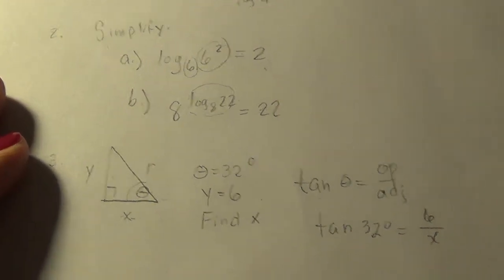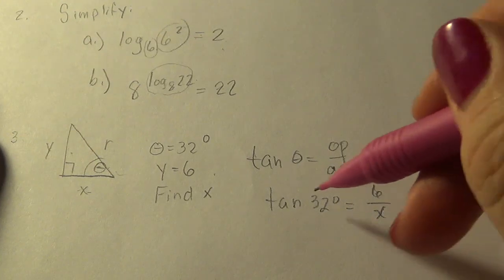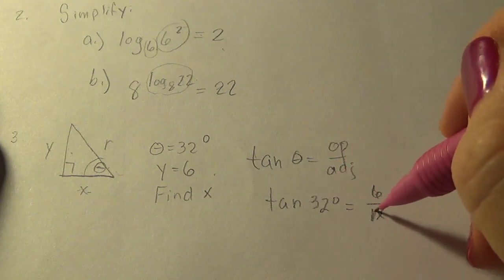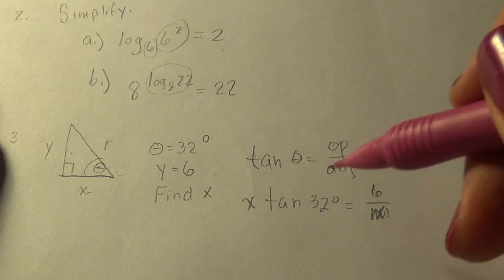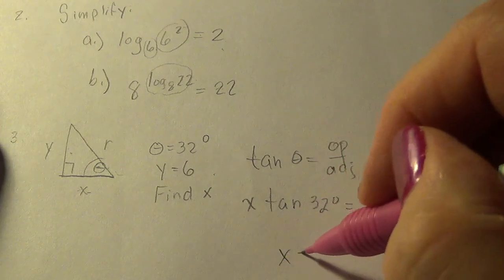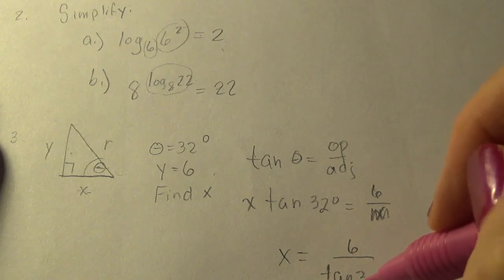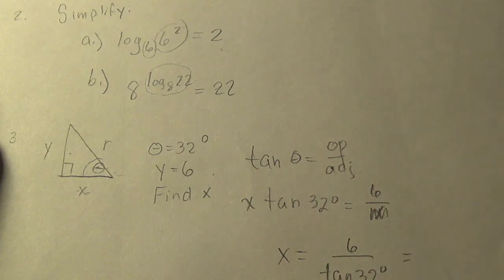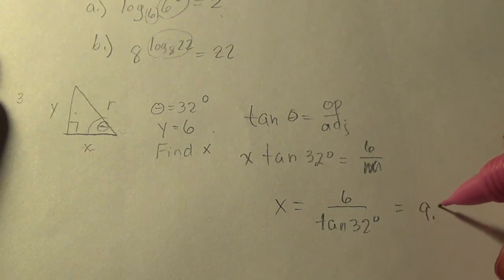So now we have an equation we can solve, and we can solve that by multiplying both sides by x. It'll appear over here and disappear from here, and then divide by tangent of 32. When you take 6 and you're in degrees and divide by tangent of 32, you get 9.6.